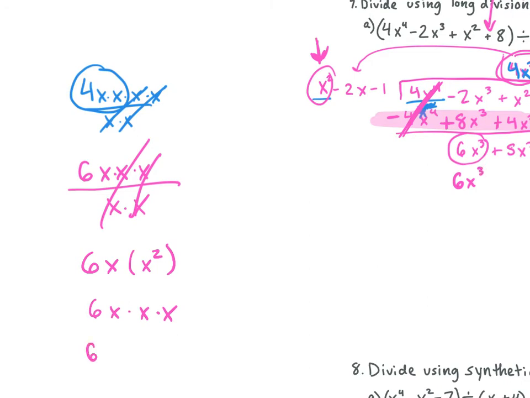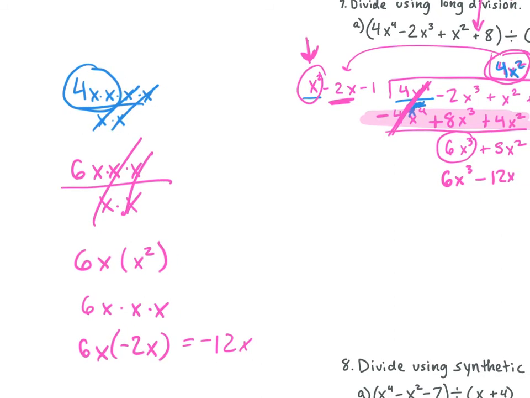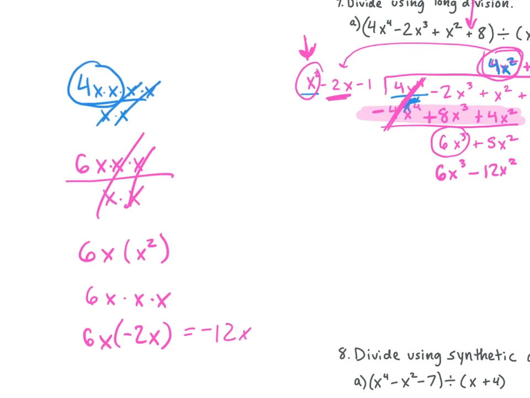Next we have 6x times negative 2x. So we moved on to this one. What's 6x times negative 2x? Negative 12x. So we write that right next to it. Negative 12x squared, because we have 2 x's. And then we have 6x times negative 1. What's 6x times negative 1? Negative 6x.